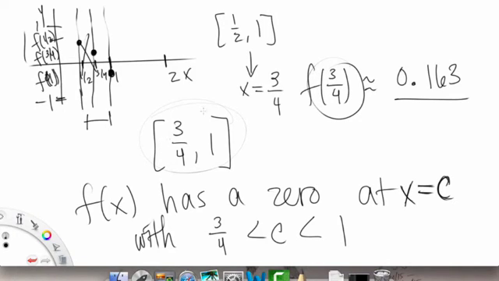It cannot be the endpoints because we found that f of 3/4 is 0.163, and we found that f of 1 is like negative 0.203. Which those are definitely not equal to 0.